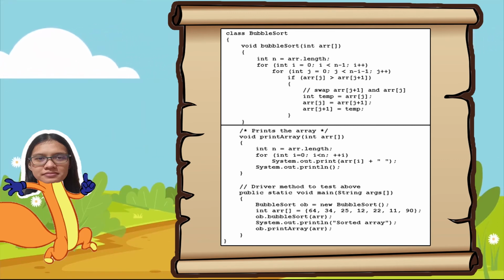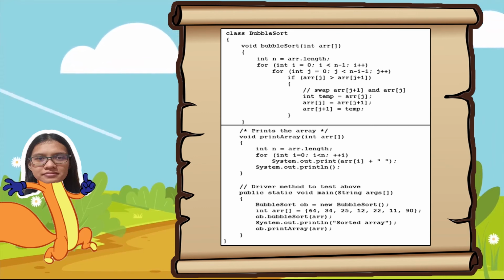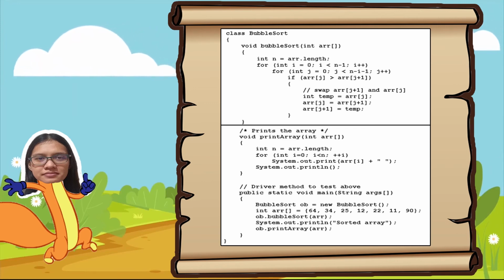The next function is void printArray(int arr[]), or the array. int n equals arr.length, or the length of the array. For int i equals 0, i is less than n, ++i. We print the array[i].